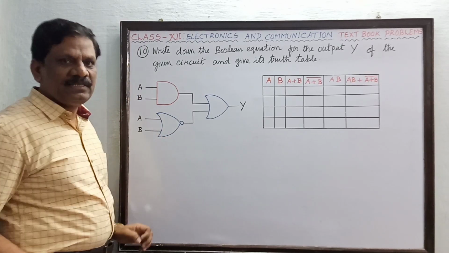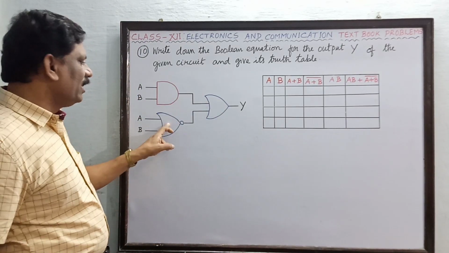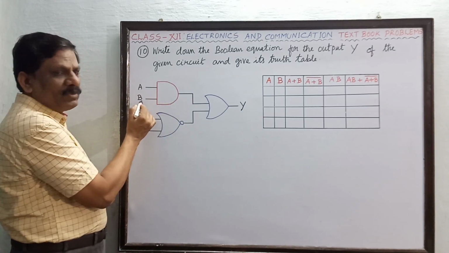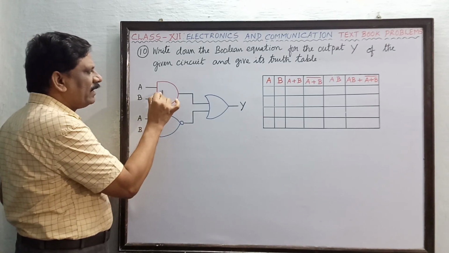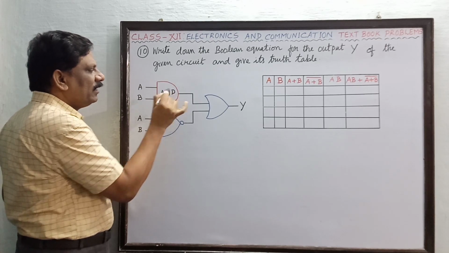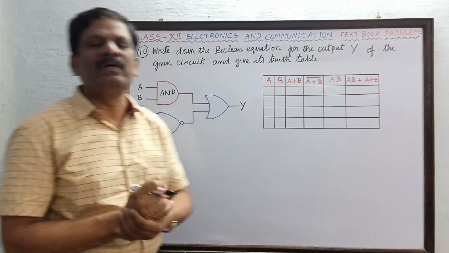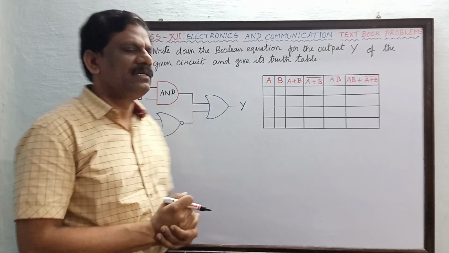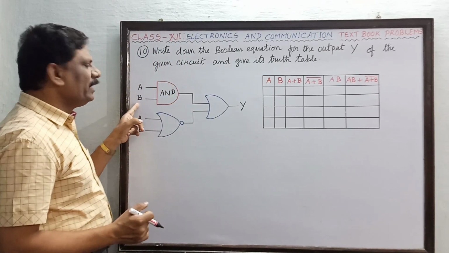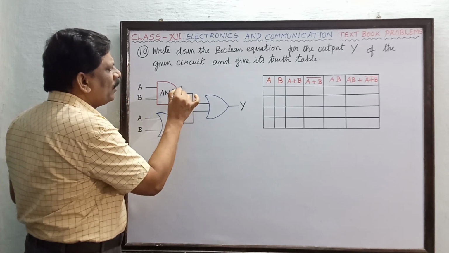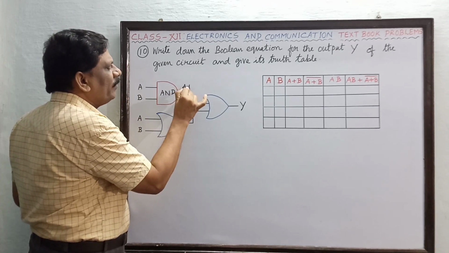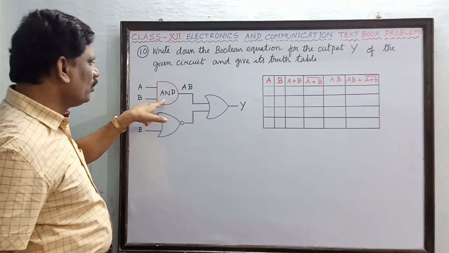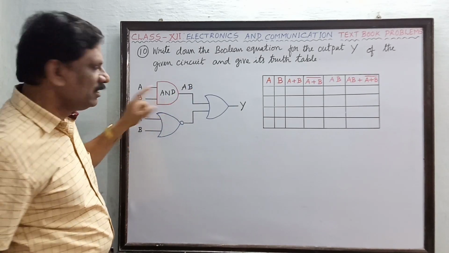Now you can see the circuit consists of 3 logic gates. This gate having 2 inputs A and B is an AND gate. AND means logical multiplication of the inputs. So A and B are the inputs, the output of this AND gate will be A multiplied by B. So AB is the output of the AND gate.